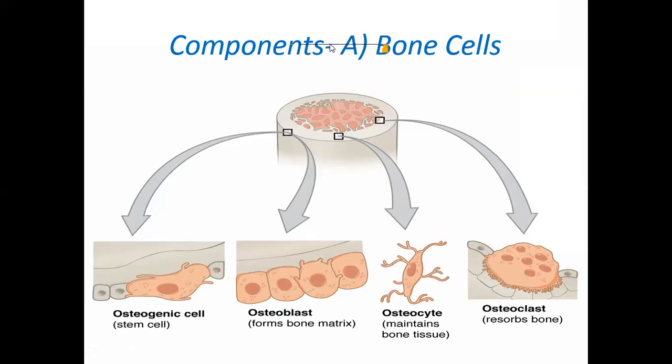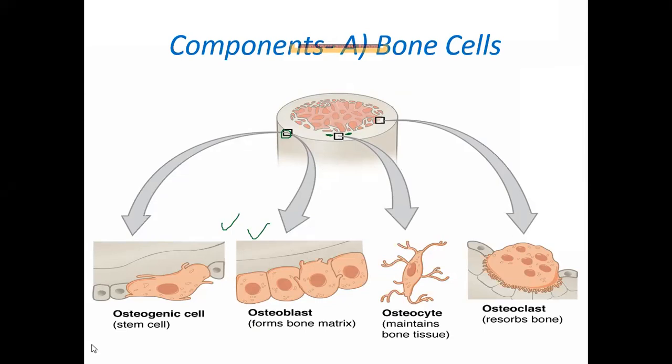It's in the bone, in the bony matrix. So these two, osteogenic cells and osteoblast, are on the surface, as you notice here. Whereas osteoclast is going to the inner aspect of the bone.